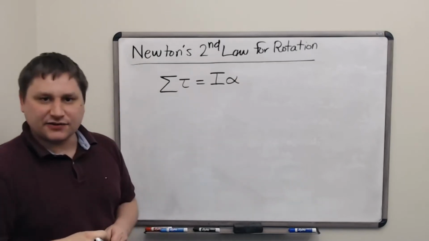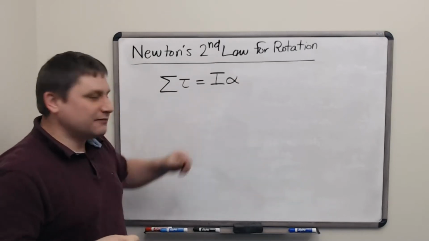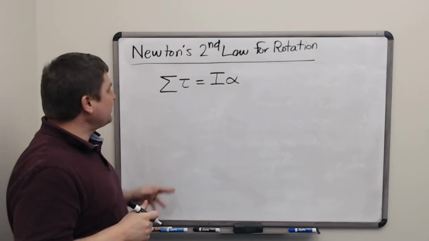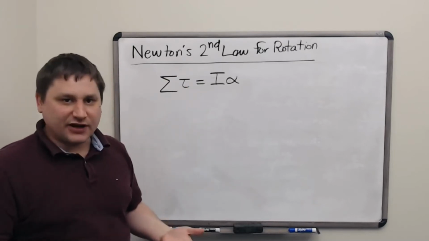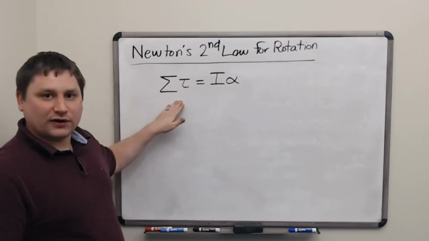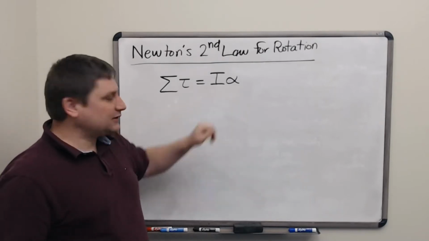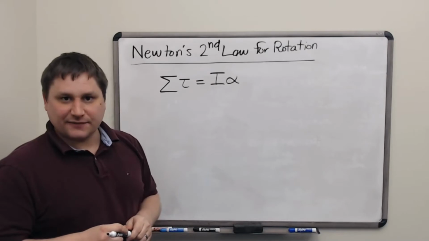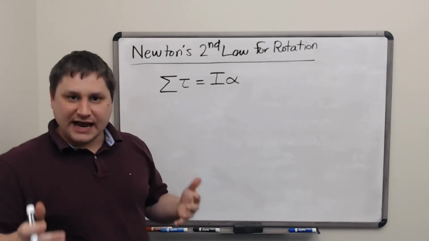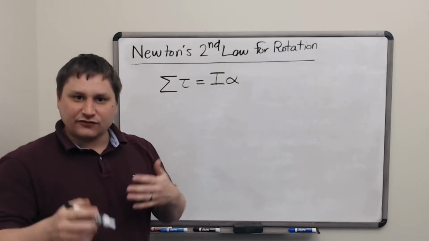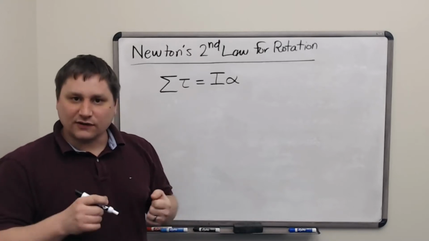And the mass to use is the moment of inertia. So the version of Newton's second law for rotating objects is that the sum of all torques equals the moment of inertia of that object multiplied by its angular acceleration. So when we have a net torque, the object's rotation rate will begin to speed up or slow down.